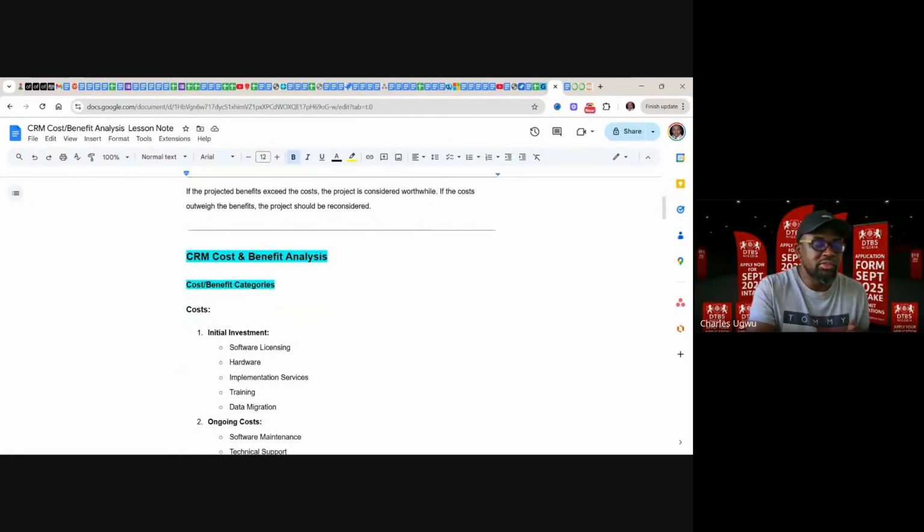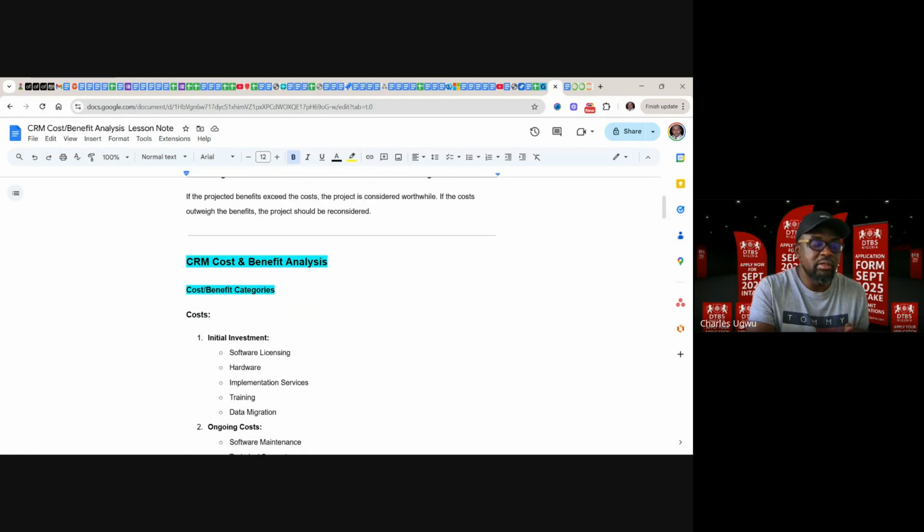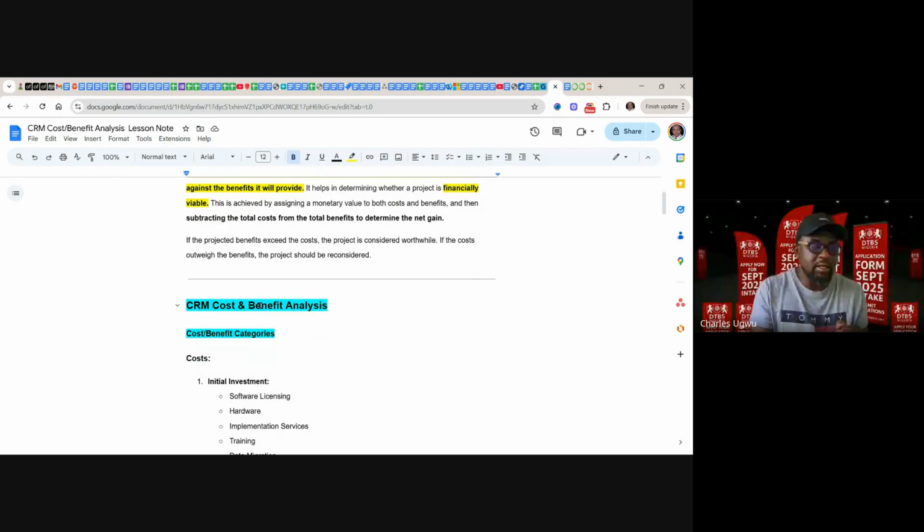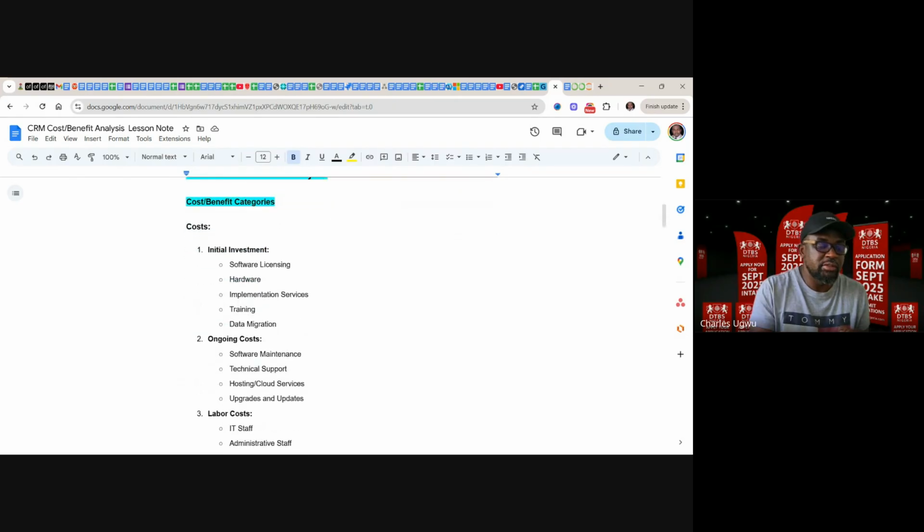So we're using a CRM system as a case study here. Let's look at the cost and benefits. The first is the cost. You list the costs. Under the cost, we have the initial investment, which is software licensing, hardware, implementation services, training, and data migration. All these things are costs.